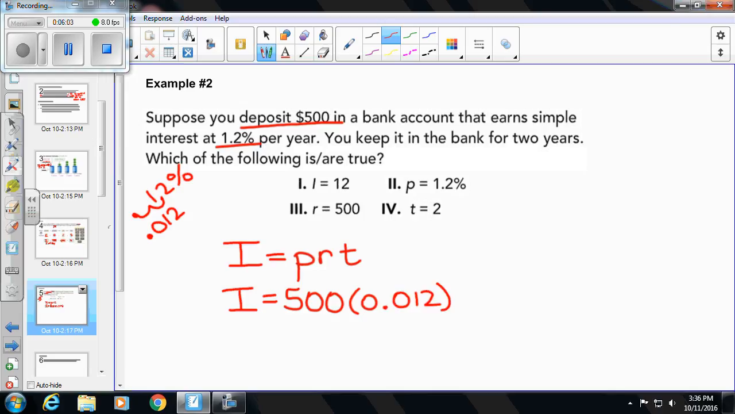And my time is 2 years. When I do all of that calculating, I get the interest to be 12. So now let's see which ones we have that are true. I equals 12, yep, choice 1. Principal is 1.2%? No, 1.2% is my rate, so that one's not true. My rate is 500? Nope, my principal is 500. And my time is 2 years. That is true. So 1 and 4 are true.